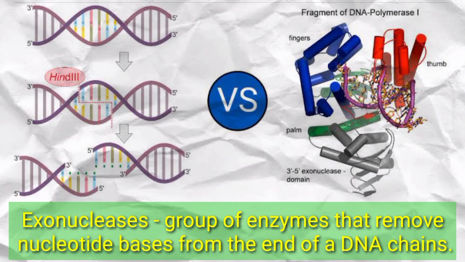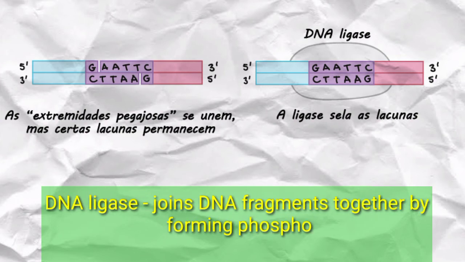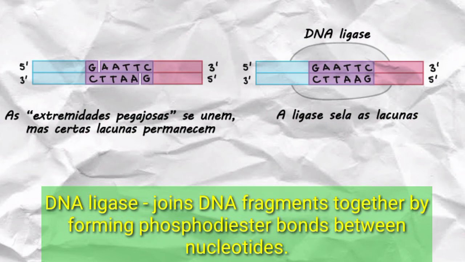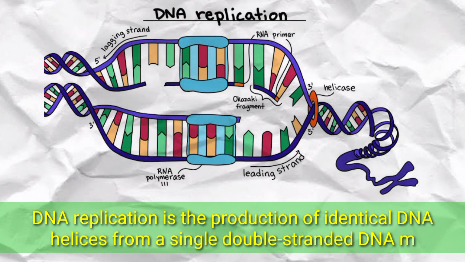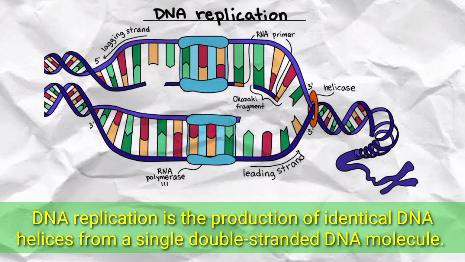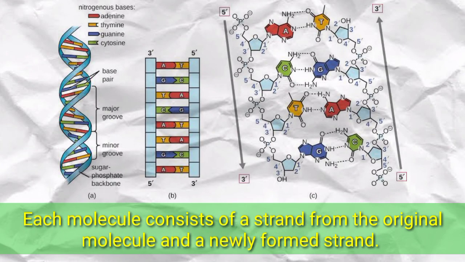Exonucleases are a group of enzymes that remove nucleotide bases from the end of the DNA chains. DNA ligase joins DNA fragments together by forming phosphodiester bonds between nucleotides. DNA replication is the production of identical DNA molecules from a single double-stranded DNA molecule. Each molecule consists of a strand from the original molecule and a newly formed strand.